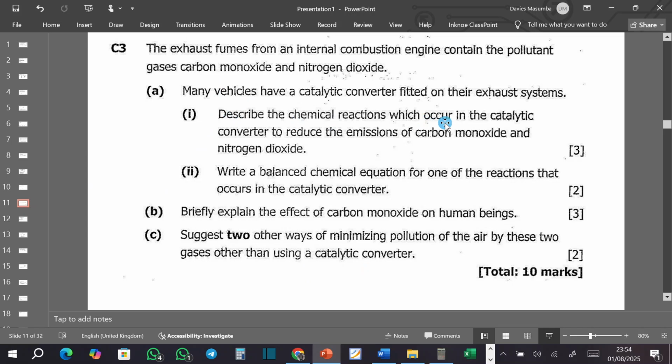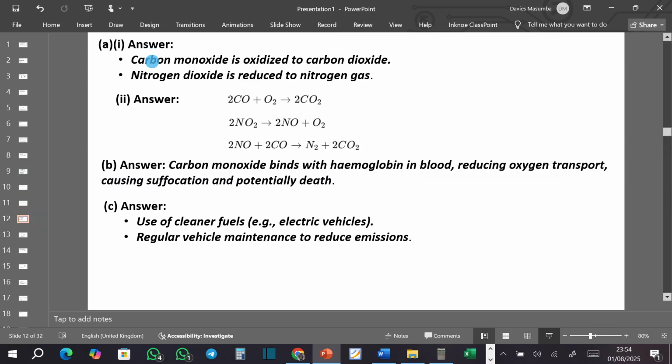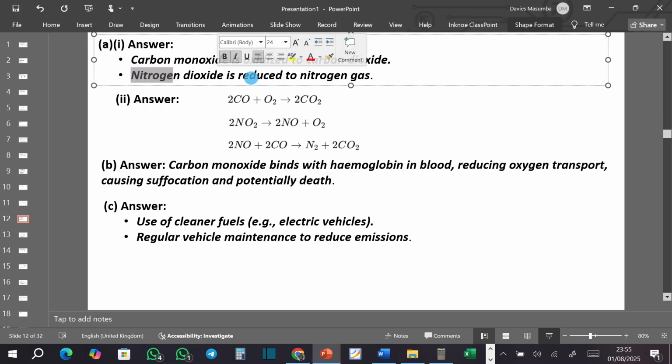Describe the chemical reactions which occur in the catalytic converter to reduce the emission of carbon monoxide and nitrogen dioxide. So in answering, we are saying carbon monoxide is oxidized to carbon dioxide. Nitrogen dioxide is reduced to nitrogen gas. So these are the two reactions which go on in the catalytic converter: carbon monoxide being oxidized to carbon dioxide, then nitrogen dioxide being reduced to nitrogen gas.